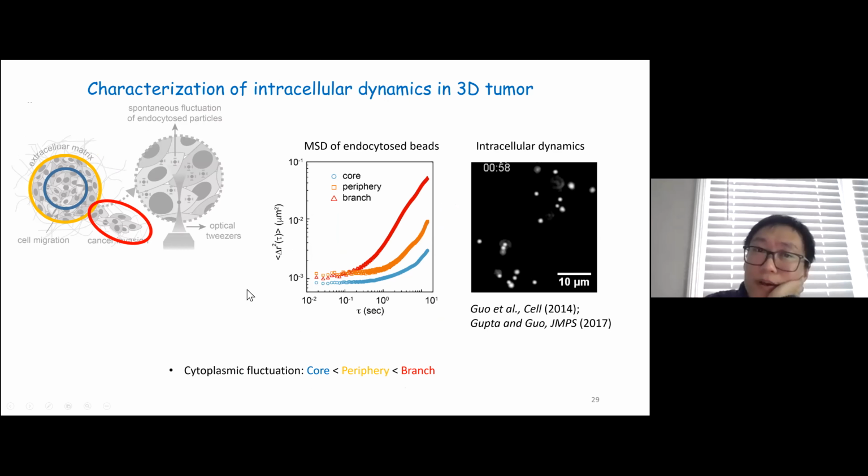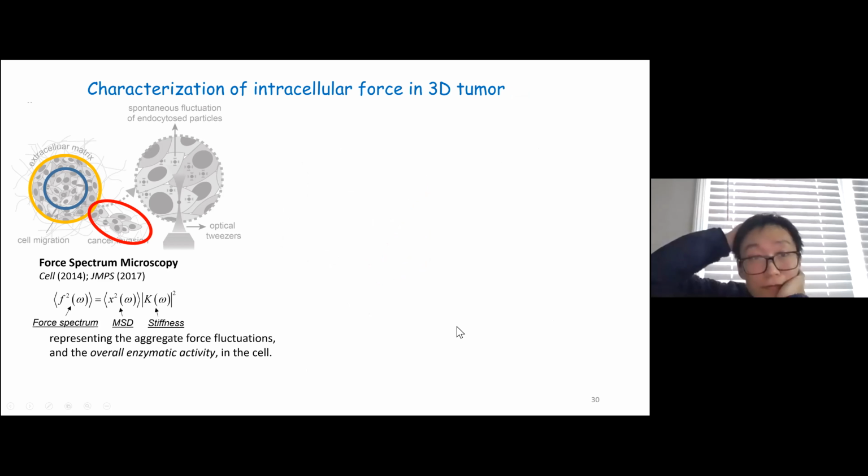Another thing that we typically do, since we have particles inside, is basically by looking at how particles will fluctuate. And from that, we can infer the dynamics within a single cell. Another thing that we developed with a few others, based on the fluctuation and the mechanics, is we can directly measure the force that induces the spontaneous fluctuation of the particles or organelles in a single cell. Using this method, we can directly measure the force. Approximately, you can think of this as the aggregate force fluctuations or enzymatic activity within a cell.